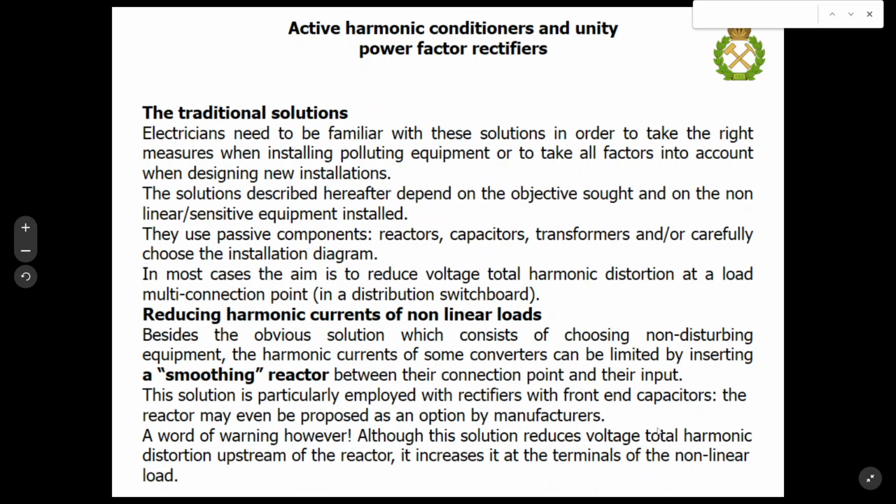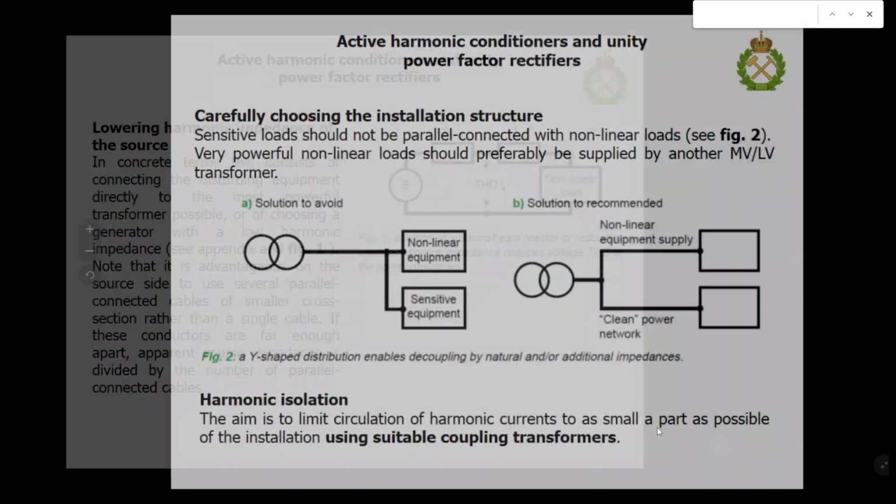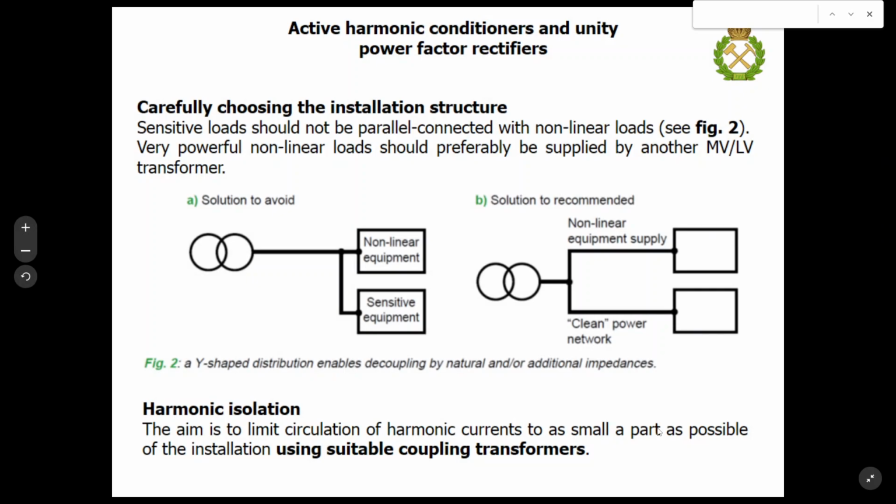The traditional solutions are intended to correct some impedances, some total reactances, to eliminate harmonics, while active solutions are intended to generate some current or voltage which includes the same harmonics of voltage or current, but with opposite phase, in order to eliminate harmonics.